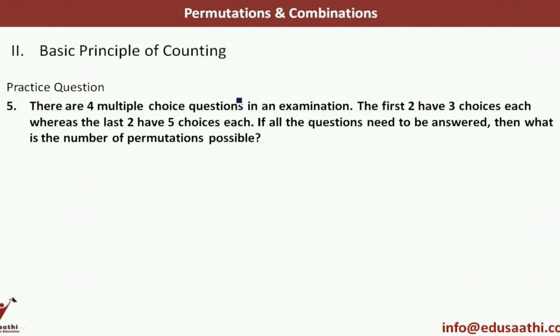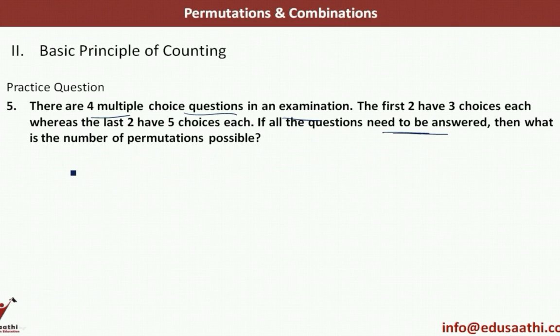So read this question carefully. There are 4 multiple choice questions in an examination. The first 2 have 3 choices each, whereas the last 2 have 5 choices each. If all the questions need to be answered, then what is the number of permutations that are possible?